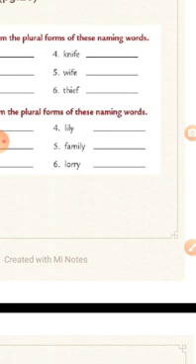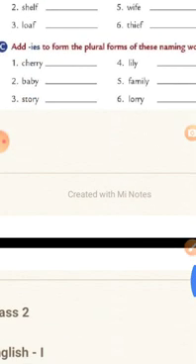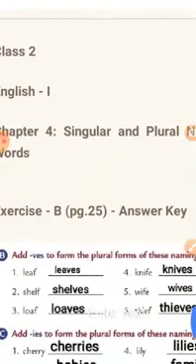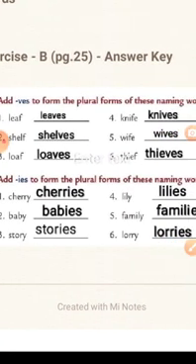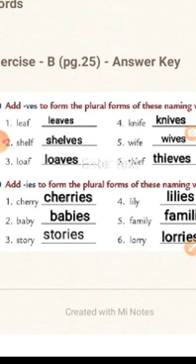Then sixth question, lorry. Here also the last letter is Y, and before Y, what's the letter? R, a consonant letter, is there. So we can apply the same rule of removing the Y and putting IES. So this becomes lorries. So I have shown you the answers here on the screen.